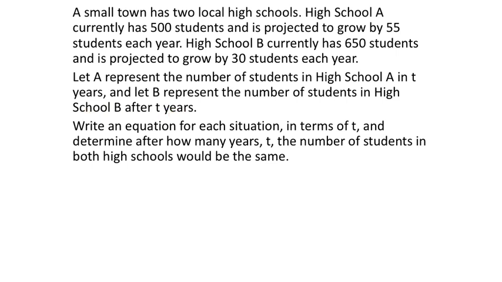So I assume they're going to want to see how many years it's going to take for the 2 schools to have the same number of people. But let's read the rest of this. Write an equation for each situation. So we have High School A and B. Write an equation for both of those in terms of T, and determine how many years T, the number of students in both high schools, would be the same. There we go. So that's where our principles of systems of equations will come into play for us.